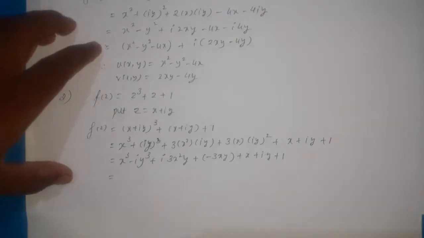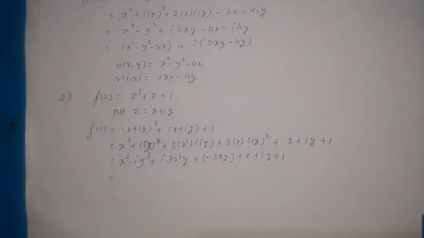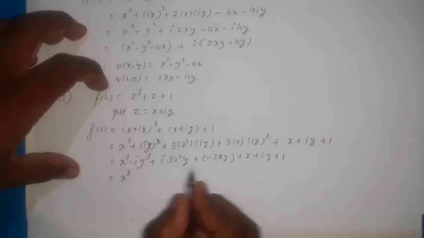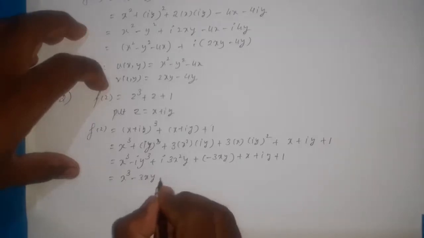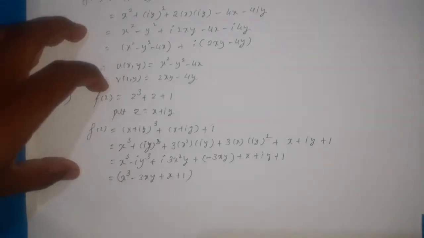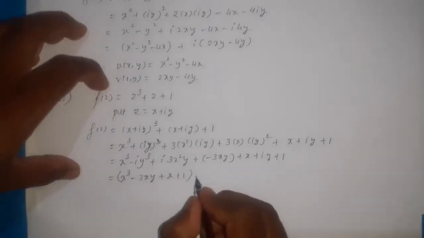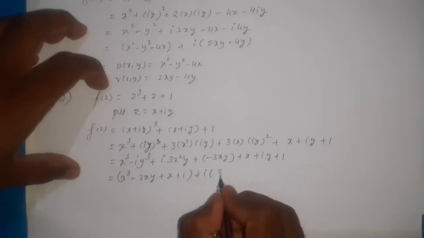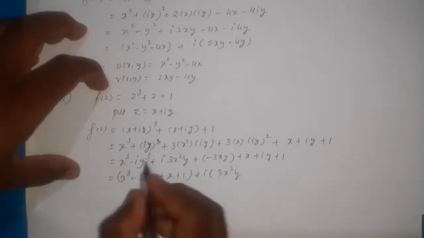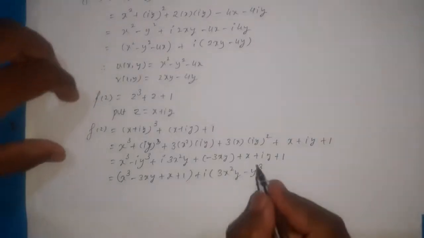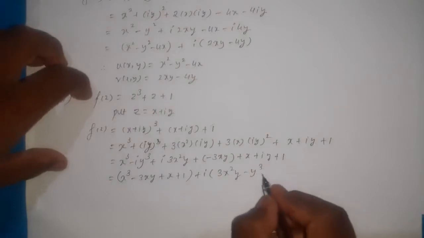Then collecting the terms which are not multiplied by i and which are multiplied by i separately, we get x cube minus 3xy plus x plus 1. These are the terms which are not multiplied by i. Then let us take i common, and the remaining terms are 3x square y minus y cube.